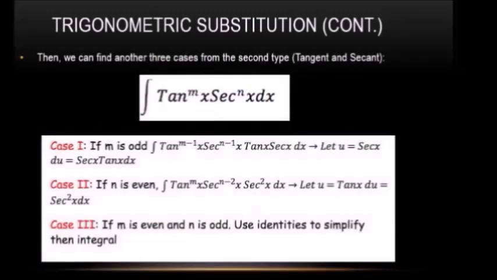If we have the integration involving tangent and secant, if m is odd, then we will save one of our secants and one of our tangents to set as our du. That way we can integrate in terms of u equal to secant. If n is even, then we'll be saving 2 of our secant squares to set as du. That way we can integrate in terms of u. If m is even and n is odd, we'll be using other identities to simplify and then integrate term by term.